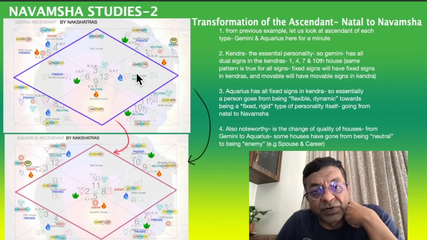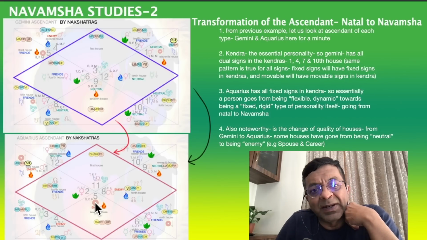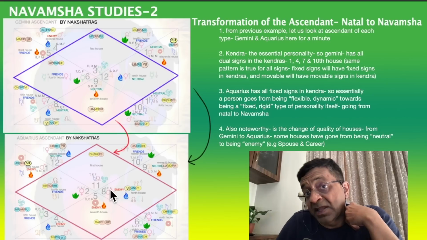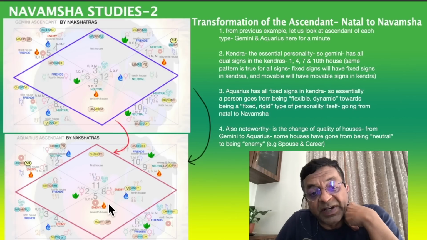Whereas in Gemini, it was neutral. Here, it has become enemy. So you have transformed two very crucial houses, the house of spouse and the house of career, into enemy houses later in life. What does this play out as in real life? Well, these areas become challenging for the Aquarius Ascendant going forward, especially after 36, when they are in their career, and when they might be in a proper marriage and having kids, etc. The relationships and the career are big challenge areas for the Aquarius Ascendant.